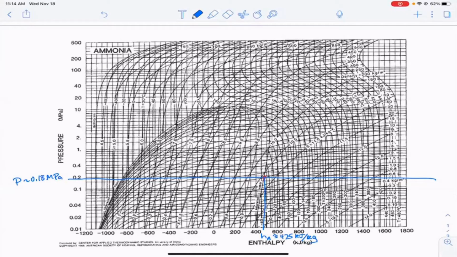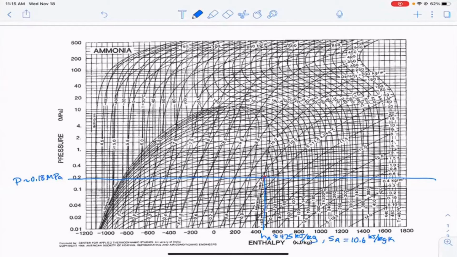The other value that we have to record here is the entropy, because to go from A to B, we're going to have to follow a line of constant entropy. And so we know the entropy at A is also equal to 10.6 kilojoules per kilogram Kelvin. Okay. All right. So we know some stuff about state A. So let's keep moving forward here.